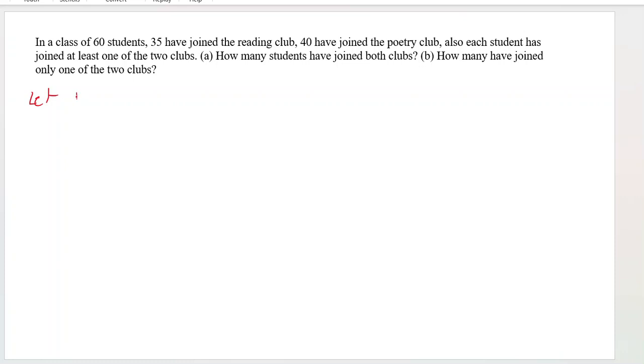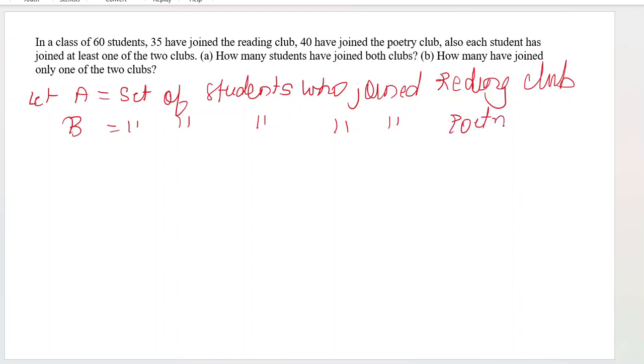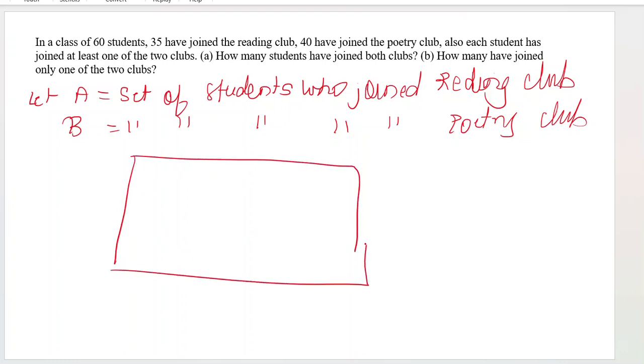Let A be the set of students who join the reading club. B be the set of students who join the poetry club. Now we draw the diagram in which there is a reading club, there is a poetry club. Now these are students who are there in both. So let X be the number of those students.